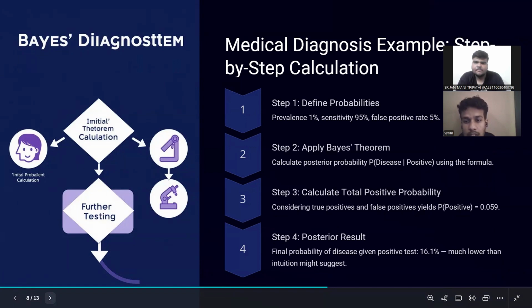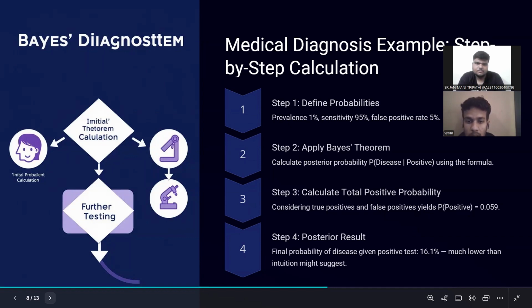This is how the step-by-step calculation of the Bayes theorem happens in the medical diagnosis example. Firstly, the first step is calculating all the probabilities. Firstly, we have prevalence, as I talked about previously. It has a rate of 1%, then sensitivity at the rate of 95%, and then false positive rates, which is 5%. Secondly, our next step is to apply the Bayes theorem.